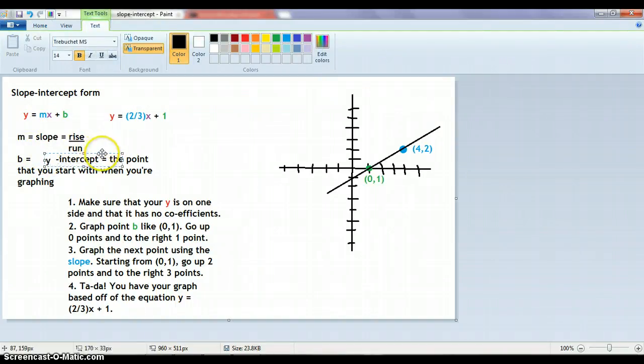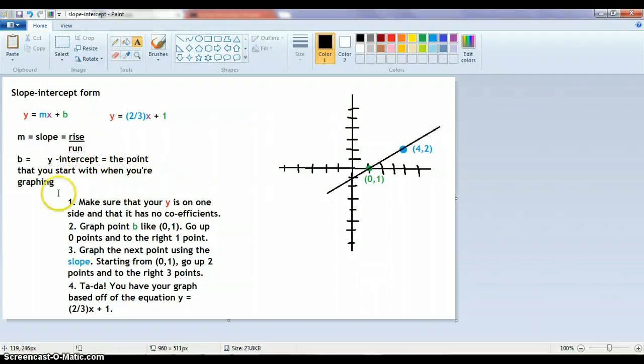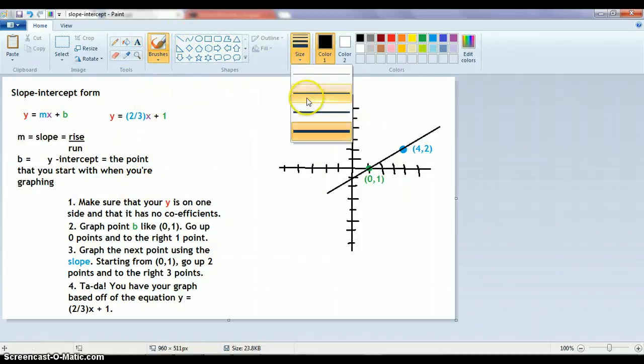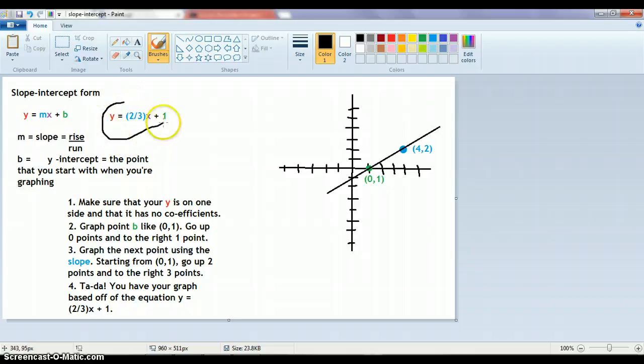Okay. So the b is the y-intercept, which is the point that you start out when you're graphing. So this is your equation that you have right here. Y equals 2 over 3x plus 1. Well, 2/3 over x plus 1.